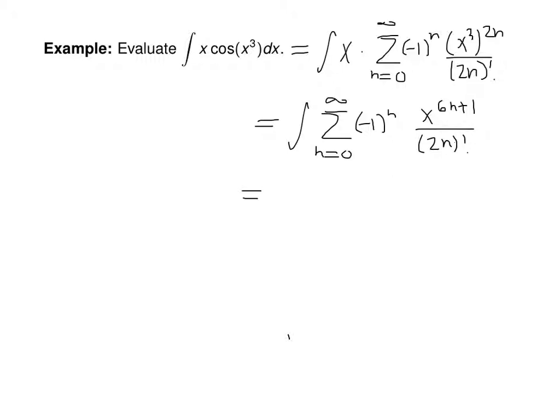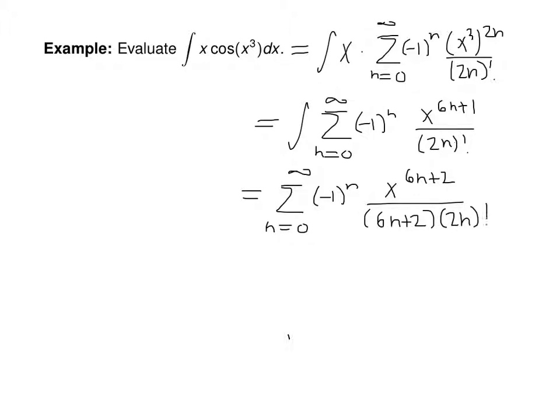And that can be given by sum from 0 to infinity, negative 1 to the n, x to the 6n plus 2, all over 6n plus 2 times 2n factorial. Technically, this swapping of the integral and the summation relies on your series being a convergent series in the first place, which this is because the radius of convergence was infinite.